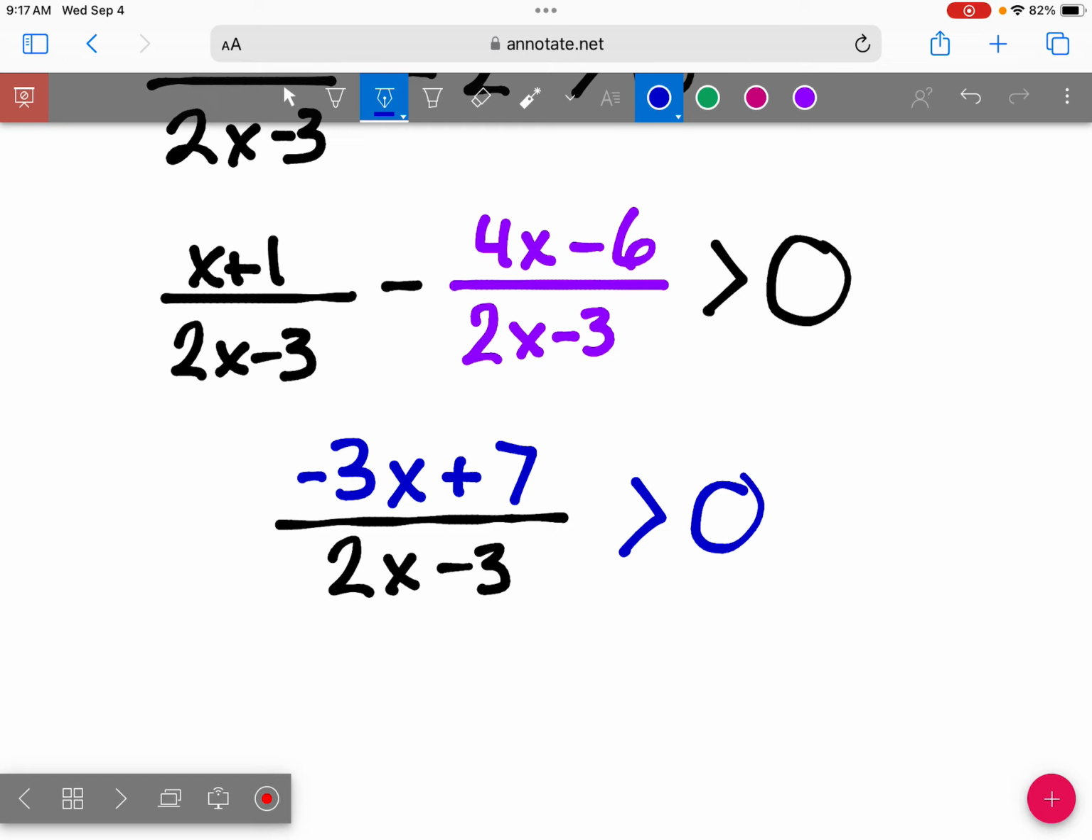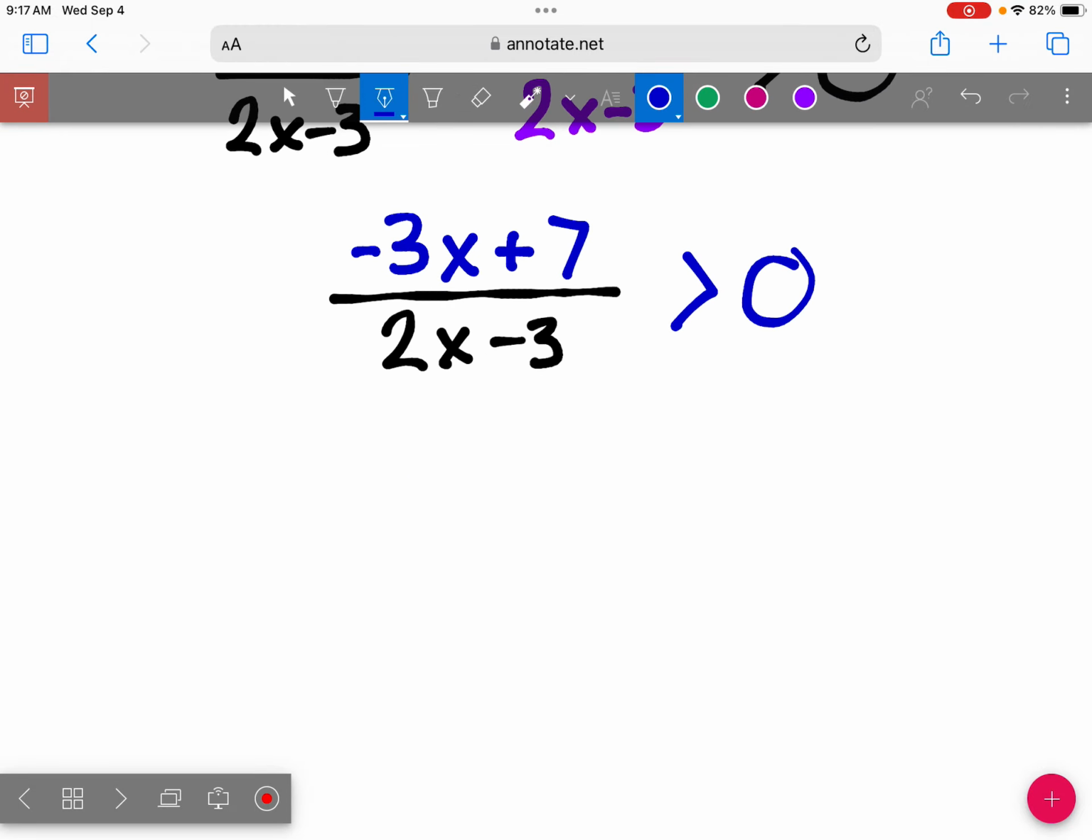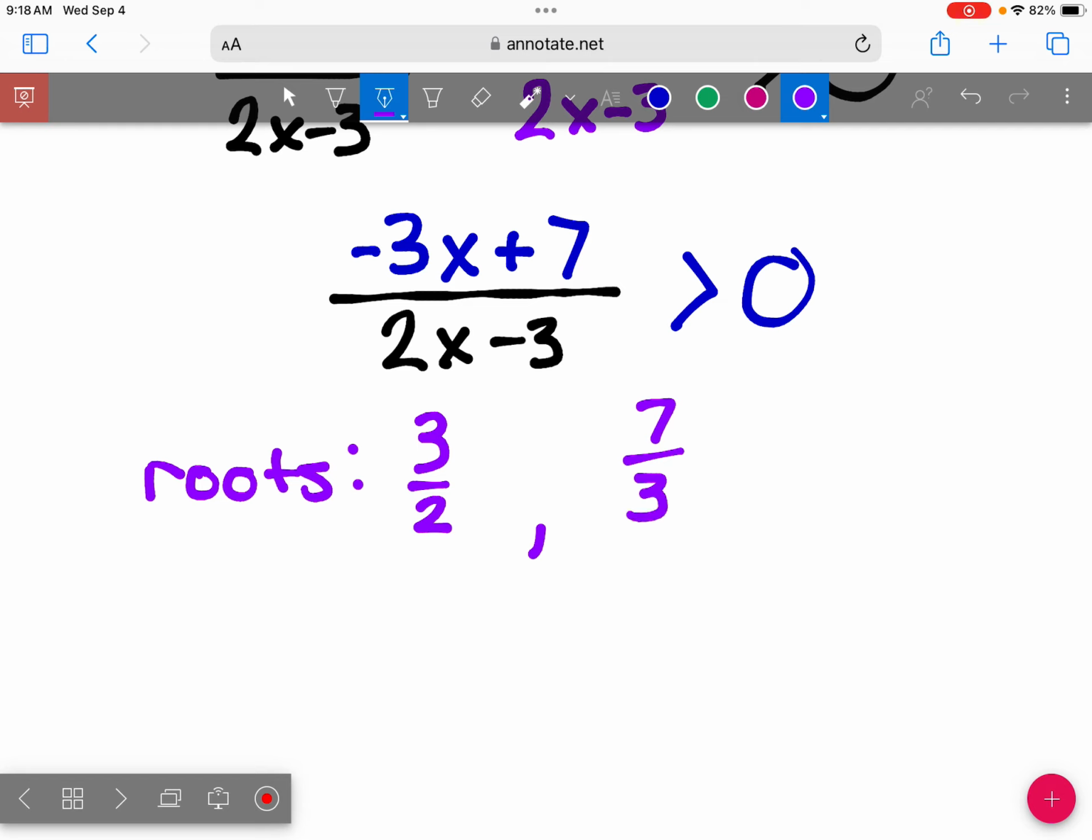Questions on that part? So now we're into exactly what we've been doing today and yesterday. Find our roots, set up our positivity table. So what are our roots here? 3 halves, that's our denominator's root. 7/3. And 7 over 3. They're all extraneous. We're not testing extraneosity.